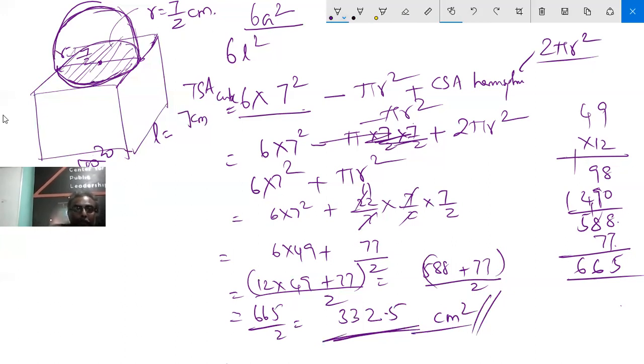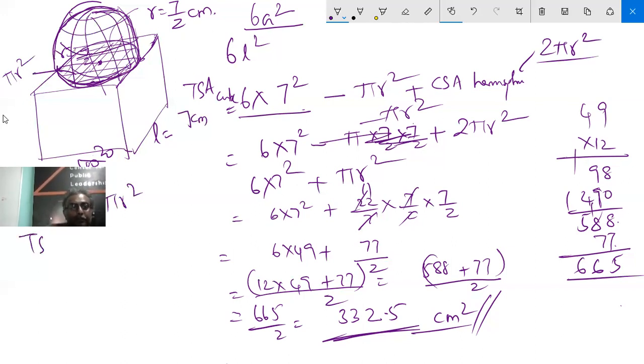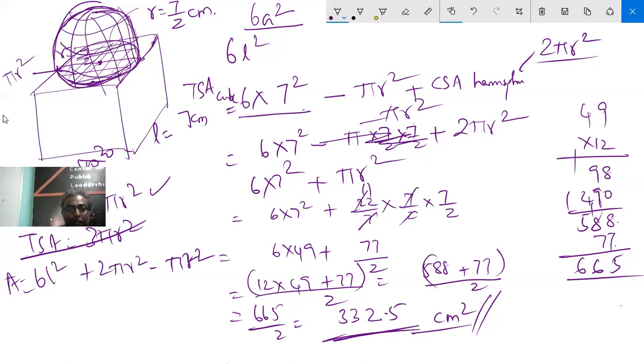From 6a squared, this pi r squared we have to subtract. Then you have to add the surface area of the hemisphere. CSA of hemisphere is equal to 2 pi r squared. Only TSA is equal to 6 pi r squared, so you won't use that formula; you will just use this one. So plus 2 pi r squared minus pi r squared plus 6l squared. Totally required area is, plus 2 minus 1.